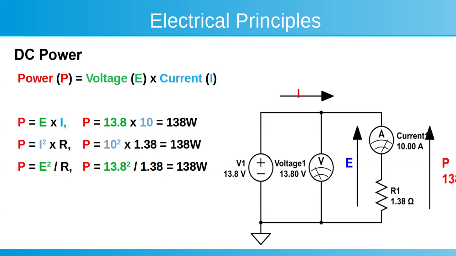Okay. And I just worked 3 examples there with those 3 different variations of the power formula, using 13.8 volts and different currents, and you can see they all came out to the same amount of power. Right, because it's DC. Okay.